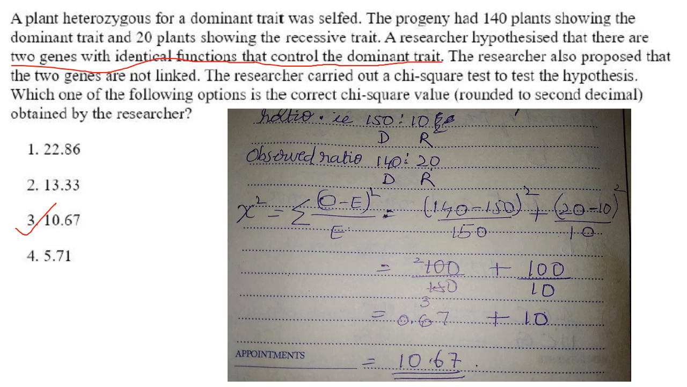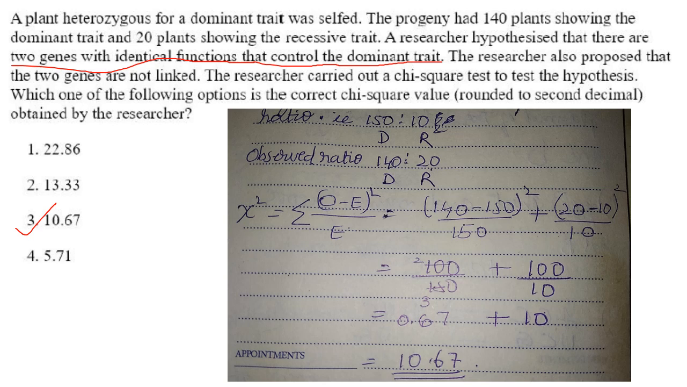Next question. A plant heterozygous for a dominant trait was selfed. The progeny had 140 plants showing the dominant trait and 20 plants showing recessive trait. A researcher hypothesized that these are two genes with identical function that control the dominant trait. The researcher also proposed that the two genes are not linked. The researcher carried out chi-square test to test the hypothesis. Which of the following option is the correct chi-square value obtained by the researcher?